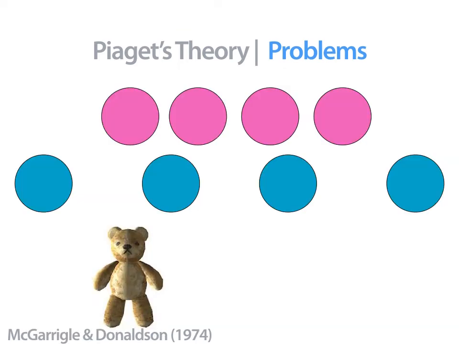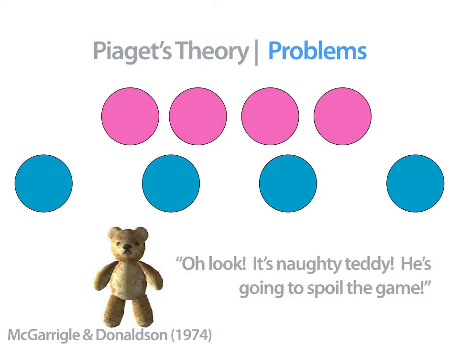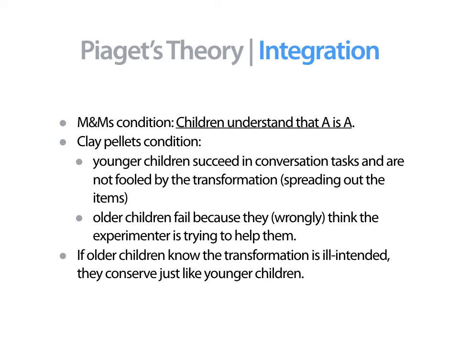Well, to test this idea, McGarrigle and Donaldson gave children the conservation problem, but this time, instead of the experimenter rearranging the chips, it was Naughty Teddy. And they'd say, oh, look, it's Naughty Teddy. He's going to spoil the game. And when they did that, even the 4 and 5-year-olds performed as well as the 2-year-olds and the 7-year-olds. So it seems like we have a way of integrating these findings.